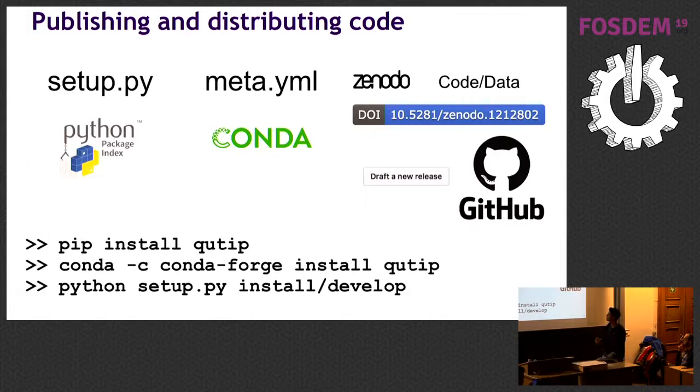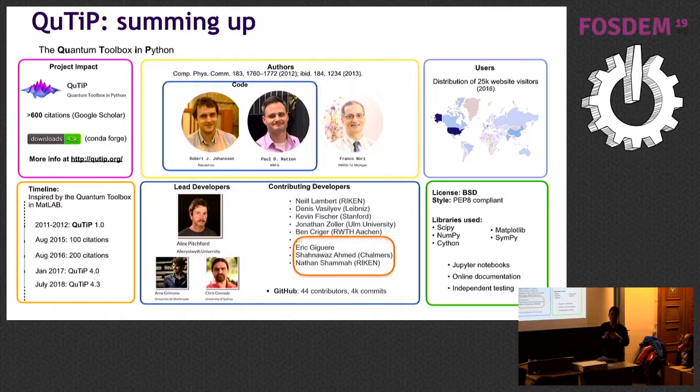And now I would like to talk a little bit about summing up and also the background of it. So it's like a full circle. QuTiP was started by Robert J. Johansson and Paul Nation. Paul Nation is at IBM Q right now, I think. OK, I don't have the IBM person here. And he was supported by Franco Nori.